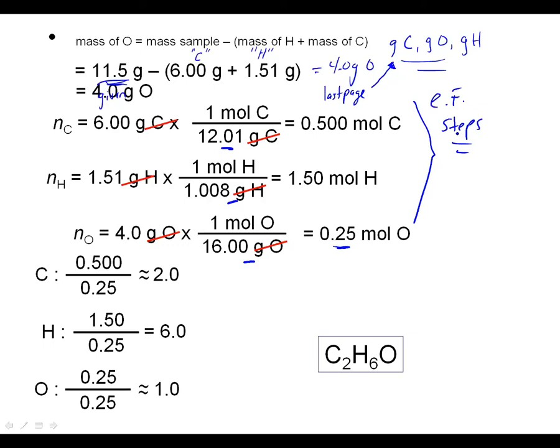Any questions on any of those steps there? Where any numbers came from or anything like that?